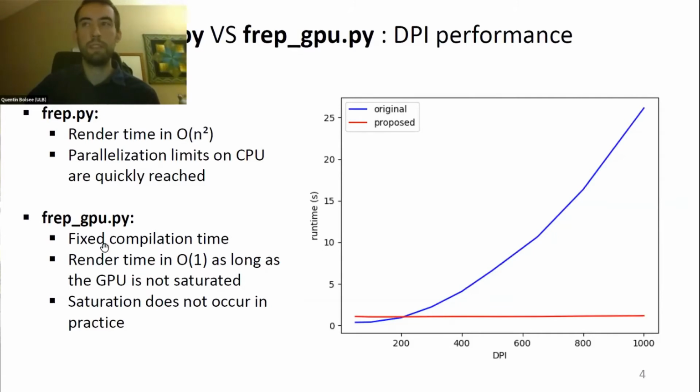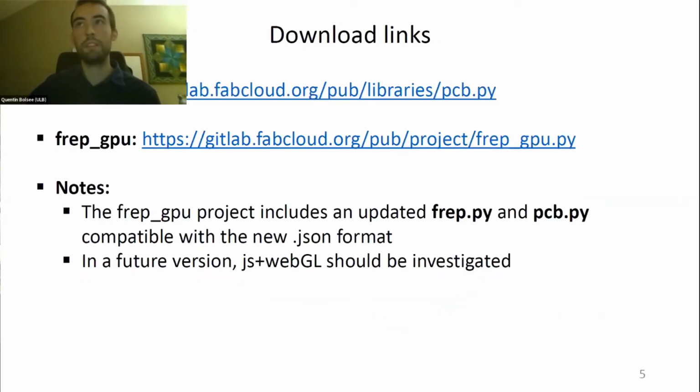So that's probably still something we can improve. But obviously, now if you want to have a 1000 dpi preview of your board, previously you had to wait like 20 seconds. Now you don't even notice. So that's the most exciting result from that, I think. Now you do have to keep in mind that this version is not compatible with the previous frep. That means that it's a fork.